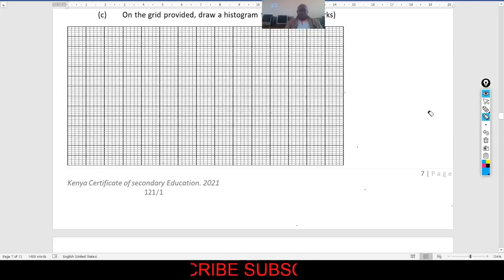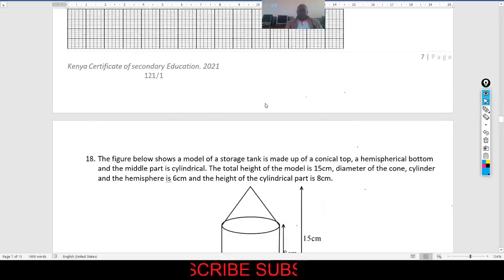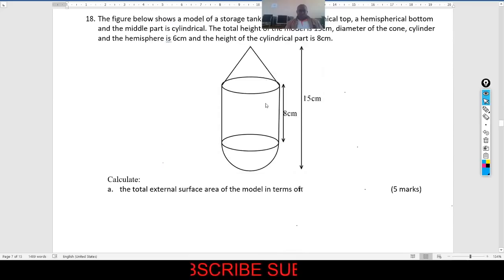Now we go to our next question, number 18. Number 18 is talking about measurement. If you are given a question like this one, the figure below shows a model of a storage tank. A storage tank is made up of a conical top, a hemispherical bottom, and a middle part that is a cylinder. This middle part is the cylinder.